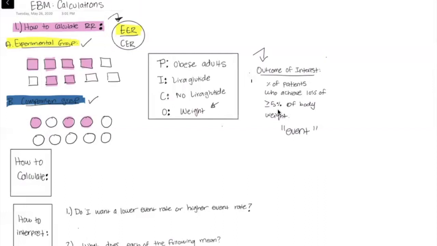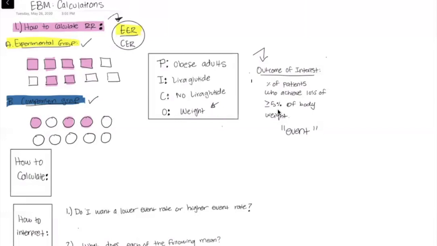So again, if the patients achieved at least 5% of body weight, a reduction of at least 5% of their body weight, then we would say that that patient experienced the event. But if a patient, let's say, only lost 1% or 2% of their body weight, then they don't meet that cutoff. So we'll say the patient did not experience the event. So in this case, our event is a good thing. So we actually want our event rate to be high. So this is unusual, which is why I chose this example.